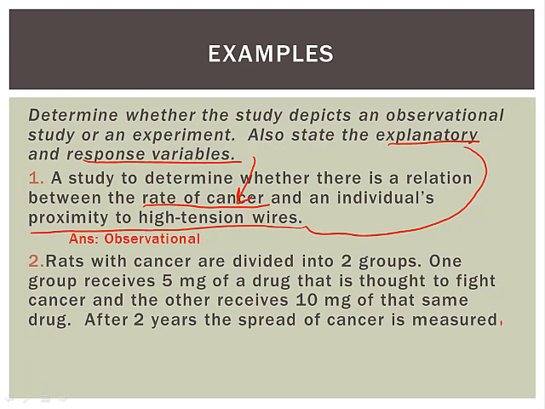Okay, welcome back. So hopefully this was an easy one. This is definitely a designed experiment. We're dividing into two groups. We're assuming a random assignment here. And again, our response variable is the spread of cancer. So there's my response variable. Just put an R there. And the explanatory variable is the amount of drug, right? So the explanatory variable is the amount of the drug.